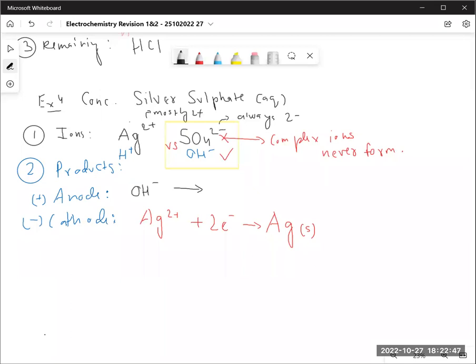No, sir. No, then I'll tell you. The equation is always going to be 4OH minus gives us 2H2O plus O2 gas plus 4 electrons. This one you have to memorize it. Is that clear?